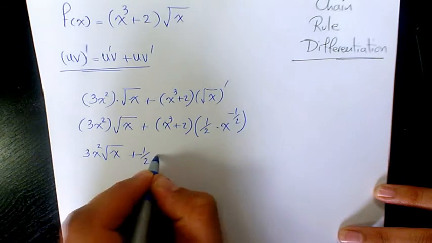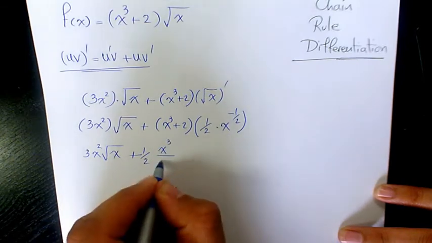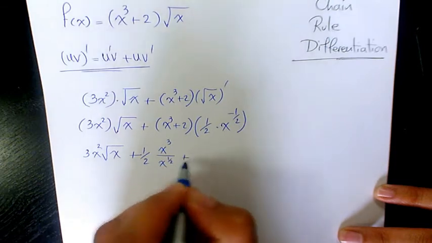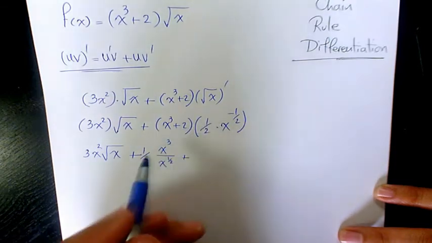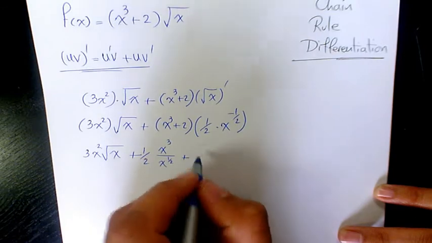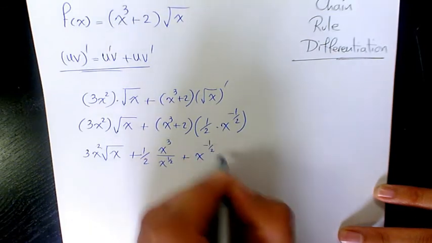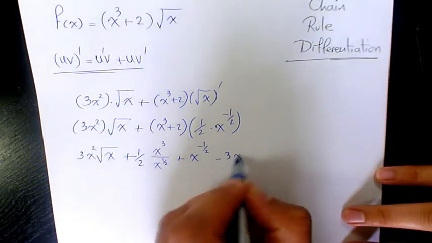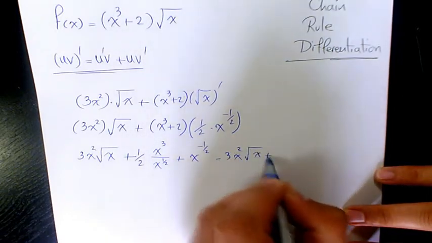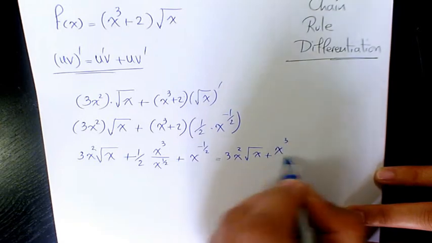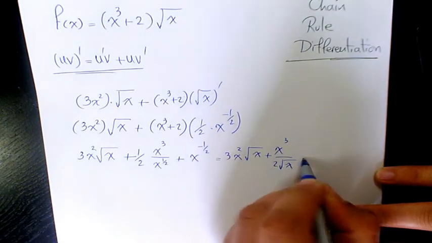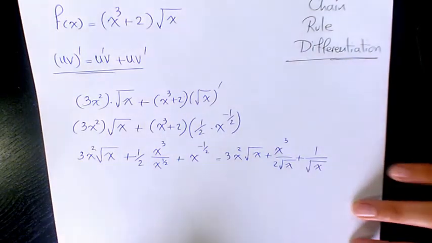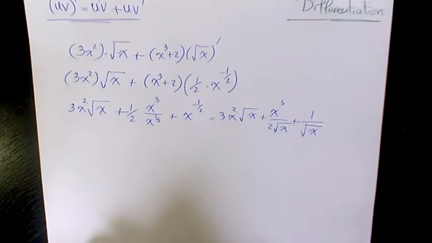If you arrange it, it's going to be 3x squared root x plus 1 over 2 times x cubed over x to the power of 1/2, plus 2 times 1 over 2, which is going to be 1 times x to the power of negative 1 over 2. So that's going to be 3x squared root x plus x cubed over 2 root x plus 1 over root x. So that's going to be the final answer.